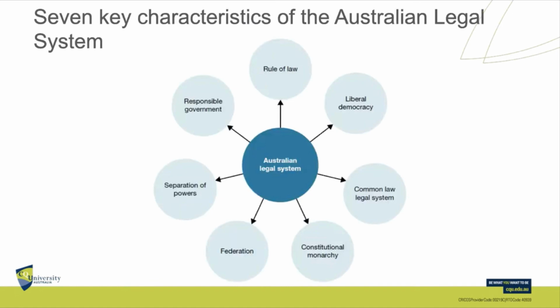In your textbook, you'll see this graphic of the 7 key characteristics of the Australian legal system. What I want to do for this lecture is take things a bit further and look at the most important and maybe more difficult concepts in the Australian legal system. And there are 4 of those: the common law legal system, the rule of law, separation of powers, and the Federation of Australia. And we'll go through each of these in turn.